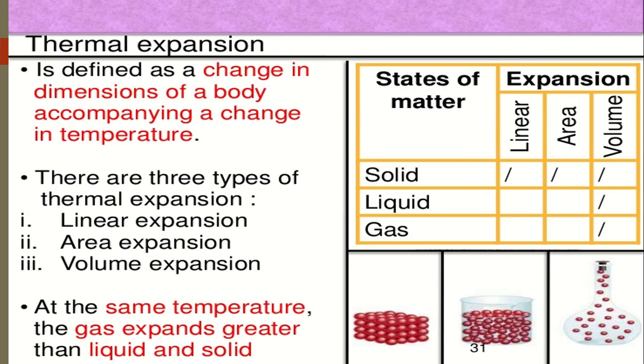But we can see in case of solid, there are three types of expansion: linear, area, and volume. But in case of liquid and gas, only volumetric expansion is seen. At the same temperature, the gas expands greater than liquid and solid, that you can see in the figure.